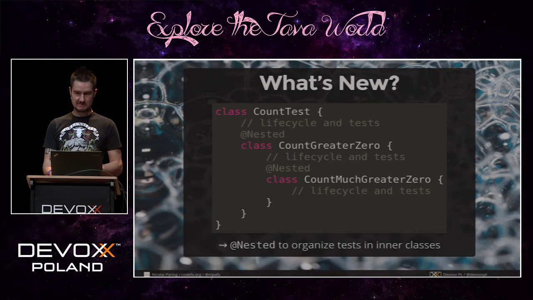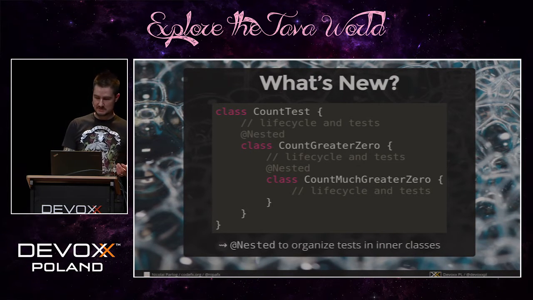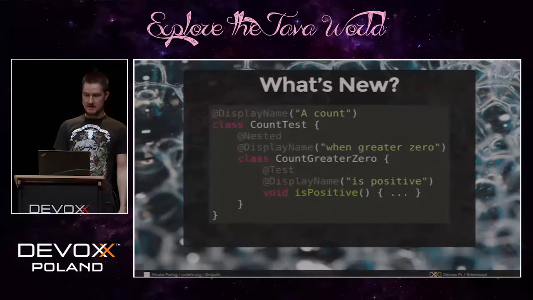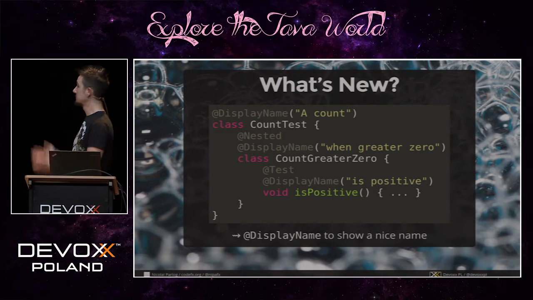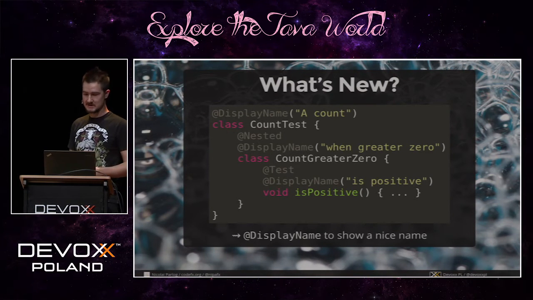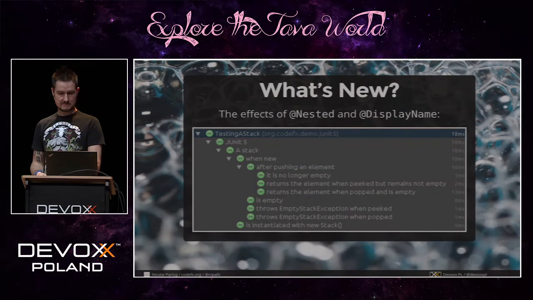This is pretty convenient if you want to organize your tests in inner classes. You could do that before. There was a runner actually that could do that, but this is much simpler now. And then we have display name. That's so obvious. I'm going to do it as well. You can give great names to your tests. And this works really well together.